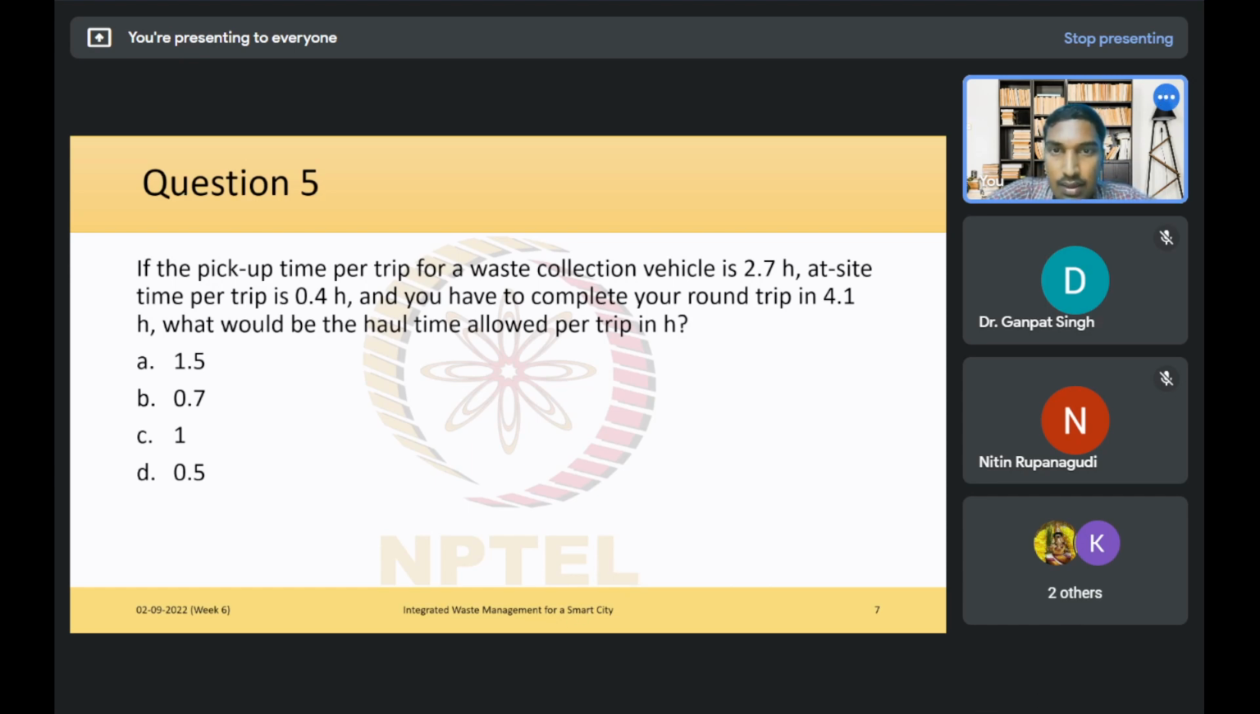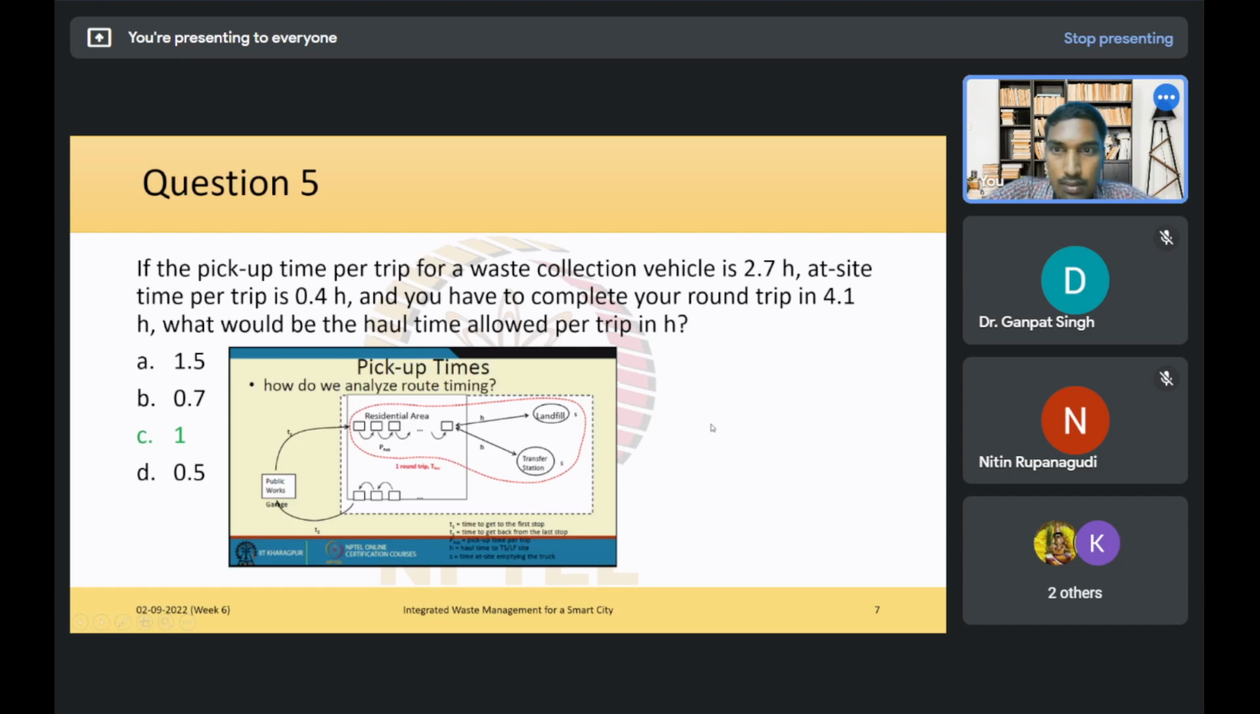So before that, we'll try to first understand what is being asked in the question. Consider this illustration here. We have some residential area, right? We have a pickup truck that starts at the garage, and then in the morning it goes to this residential location. So it takes some time. That is T1, the time to travel from the garage to the residential area.